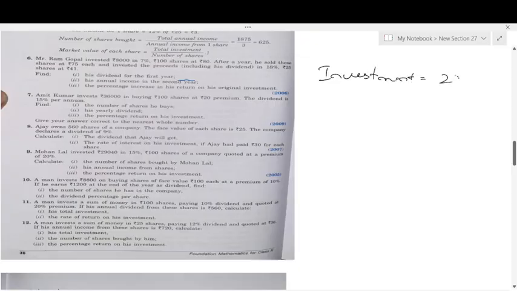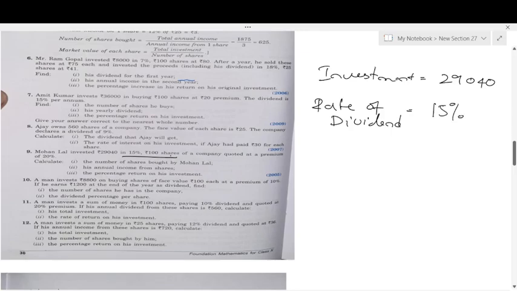Investment is 29,000 in 15% 100 shares. What do you mean by 15% here? Rate of? Yes. Only dividend will come in terms of percentage rate. Remember, whenever percentage is given, it's rate of dividend, 15%.